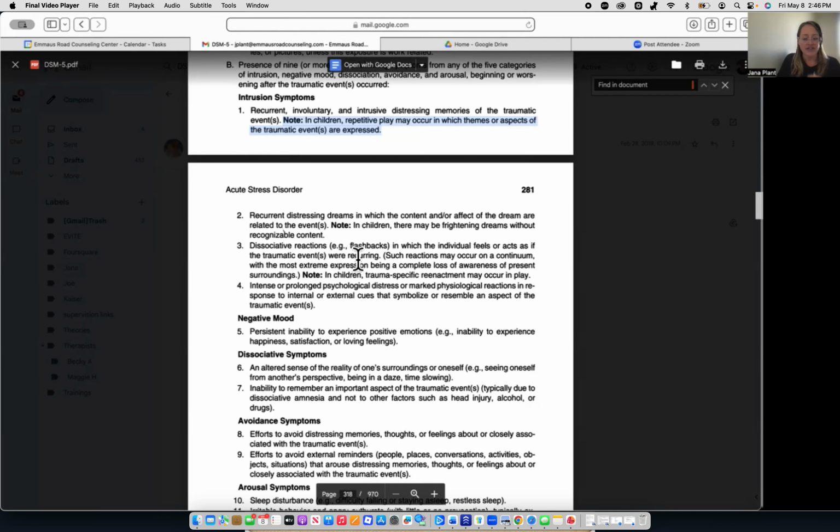So dissociative reactions, flashbacks in which the individual feels or acts as if the traumatic event were occurring. I had a client who I was treating, 16, and her and her brother were forced to do sexual acts with each other when they were little. The dad and the uncle would take them down to the basement, and he had this altar with candles and a Bible, like religious artifacts, a cross, and then the dad and uncle would force the sister and the brother to perform sexual acts on each other in the basement.